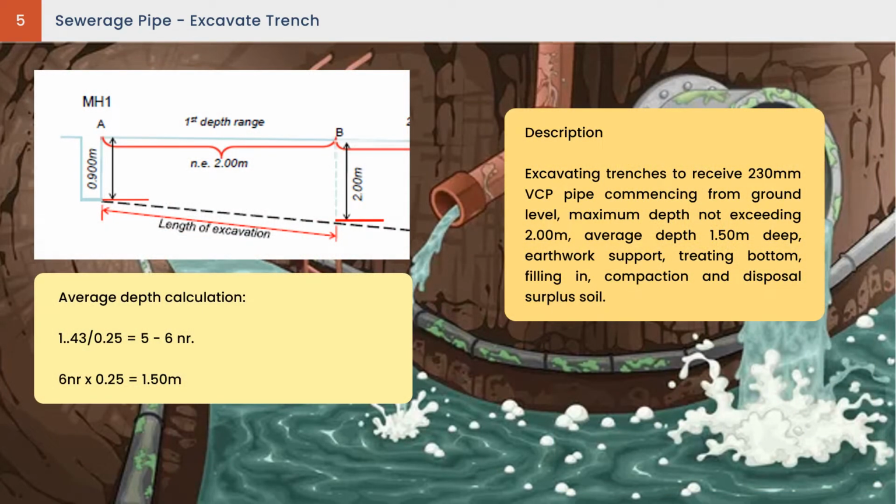And how do we get the average depth? For the average depth calculation, 1.43 is the total depth, divided by 0.25, and then we get 5 to 6, and then this number we must multiply back with 0.25, and then we get 1.50 meter. So for the description: excavating trench to receive 230 mm VCP pipe commencing from ground level, maximum depth not exceeding 2 meter, average depth 1.5 meter, earthwork support, treating bottom, filling in compaction and disposal of surplus soil.